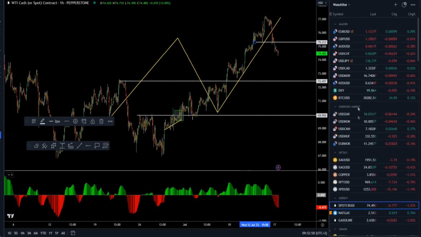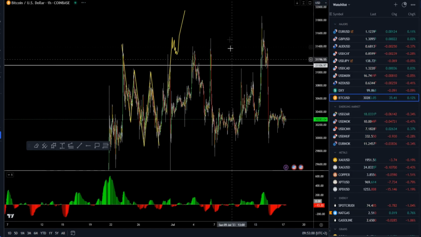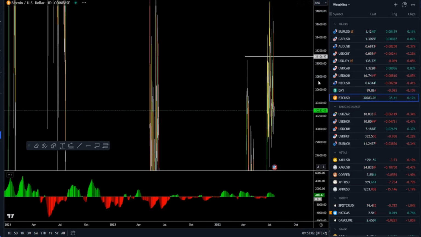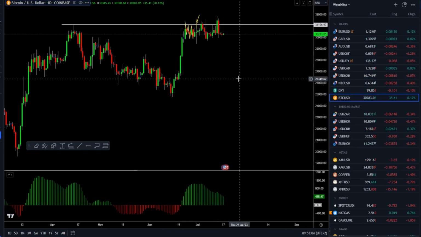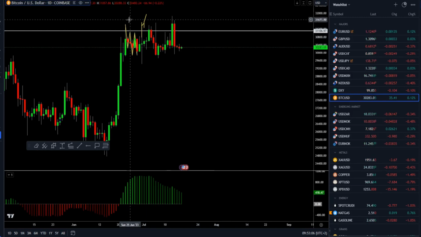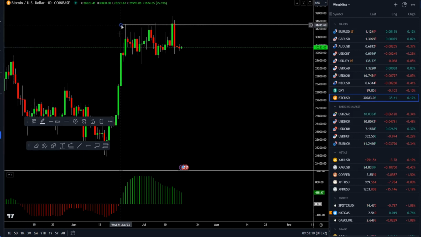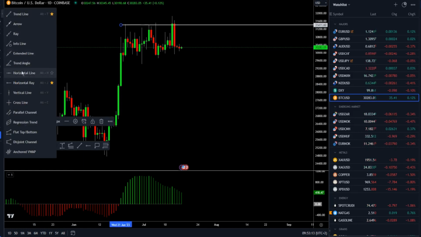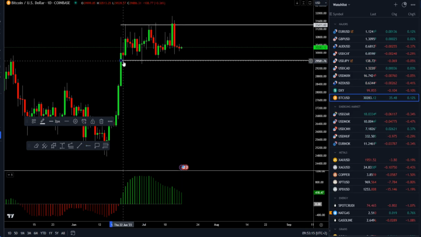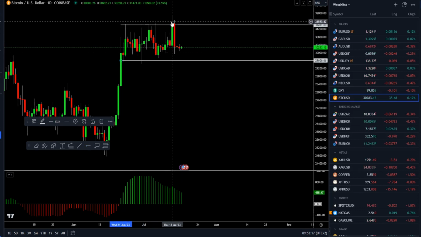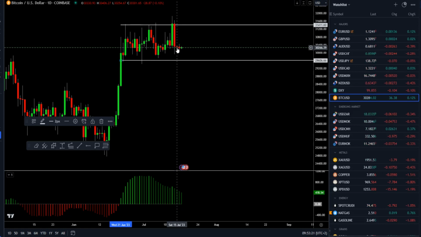Speaking of the Bitcoin versus US dollar, if we go to the daily time frame, we can see that actually market broke, but it didn't hold above. So again, market is just trading inside of this very well-defined range. But we didn't have a hold above, so there was no follow through. Market returned back. We spoke about this potential, and now it's near the support cluster.